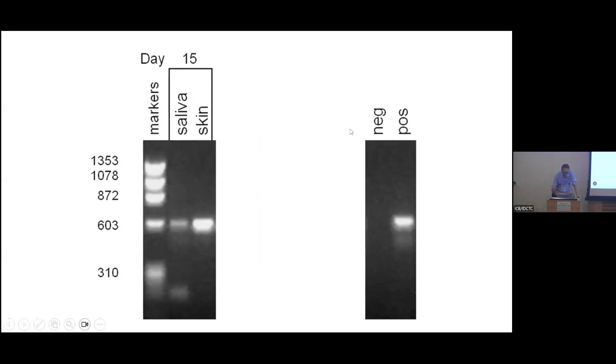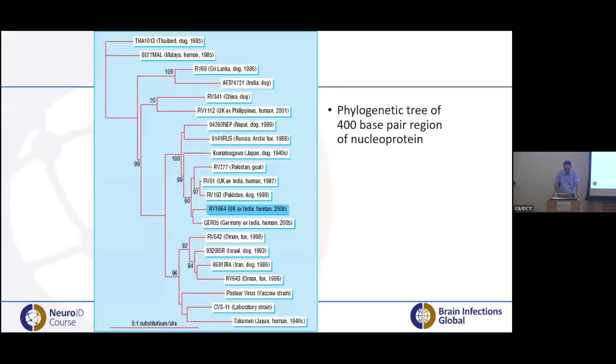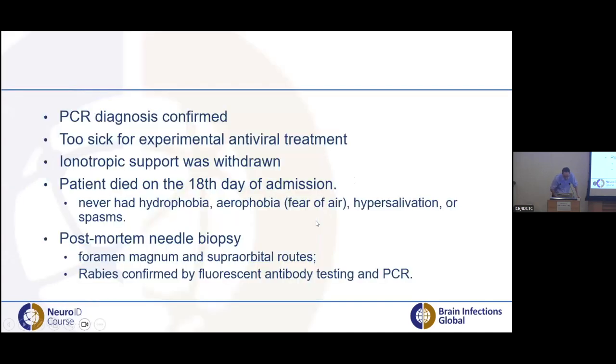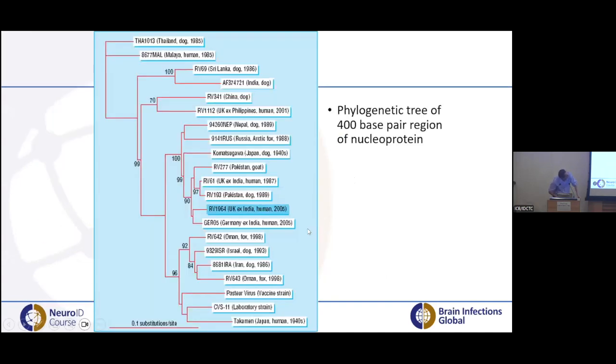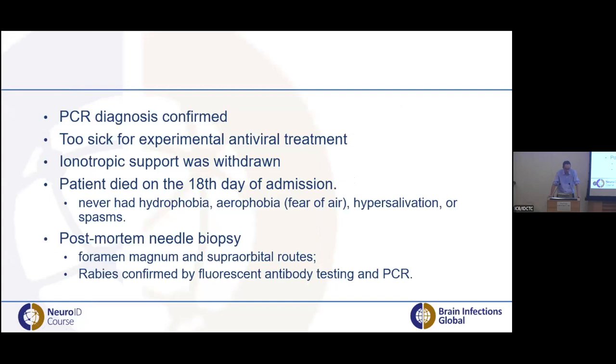Here's the positive control. And you can see that this lady's saliva was weakly positive for rabies virus by PCR, and the skin was strongly positive. So sadly, this was rabies. And we sequenced the virus that we had, and it sat here on the phylogenetic tree, the family tree, close to another sequence that had come from India. I think it was the same year, a patient that ended up in Germany. So this was confirmed to be rabies.